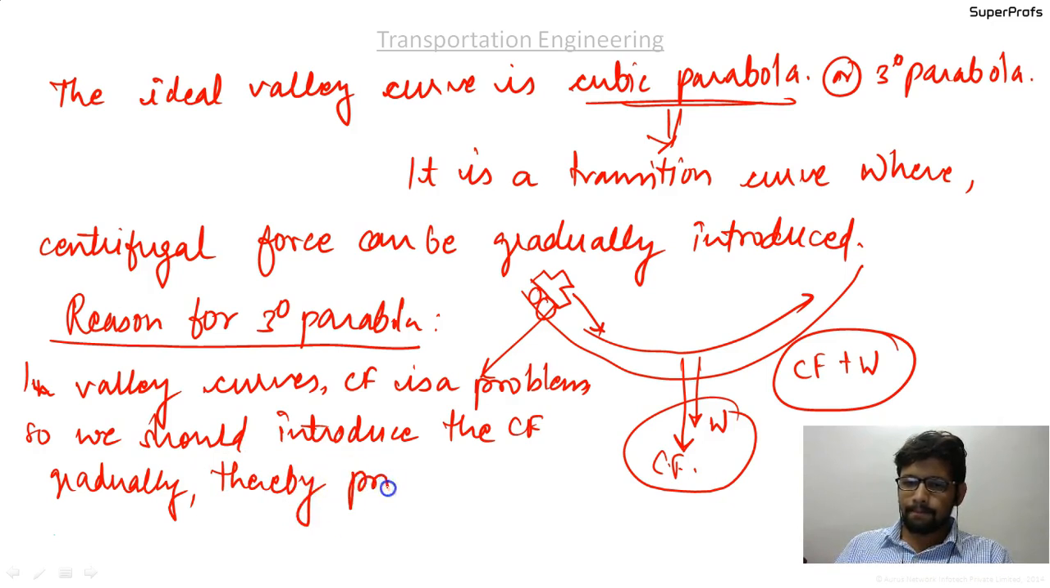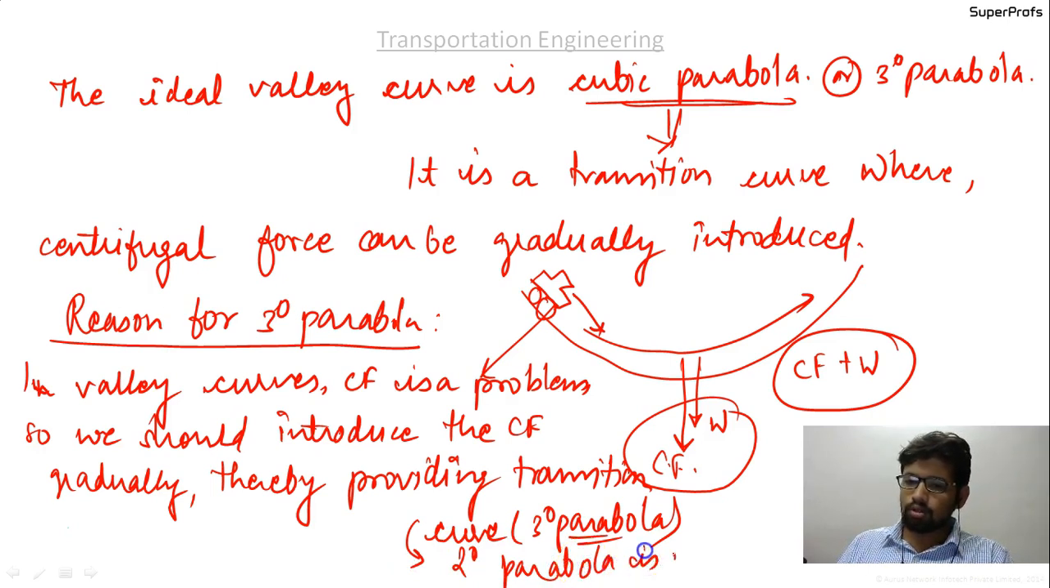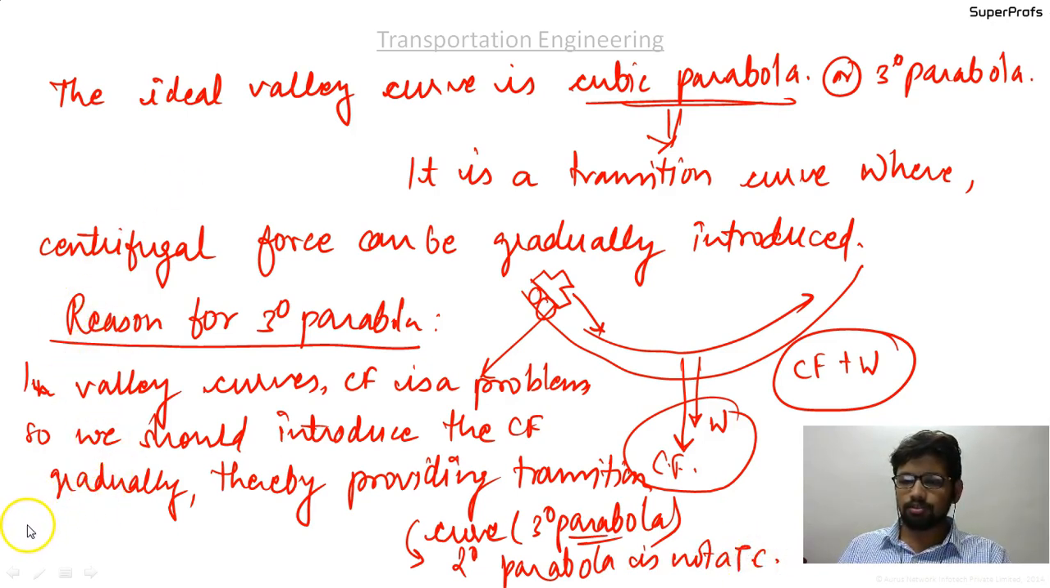which is a 3-degree parabola in this case. It should be noted that a 2-degree parabola is not a transition curve. So we need to use the 3-degree parabola.